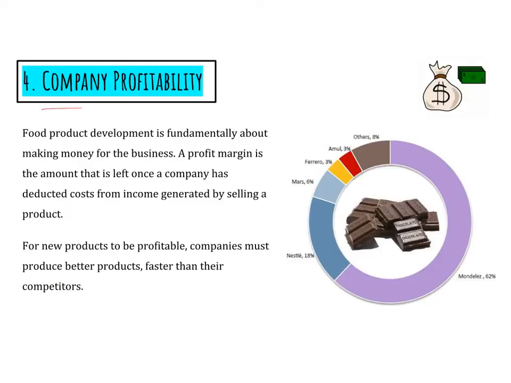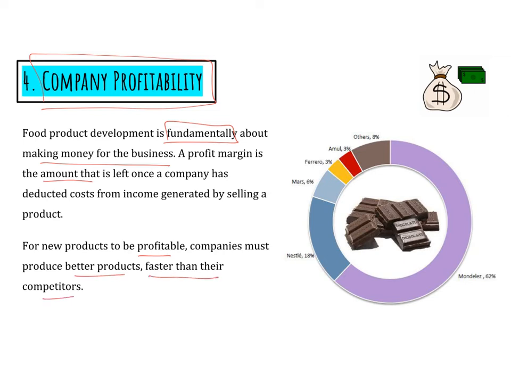The fourth driver is company profitability. Now, food product development is fundamentally about making money for a business. A profit margin refers to the amount that is left once a company has deducted the costs from income generated by selling a product. For new products to be profitable, companies must produce better products faster than their competitors.